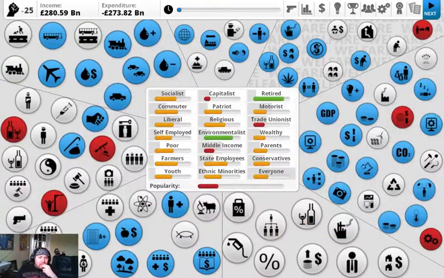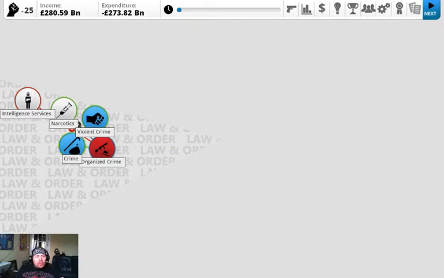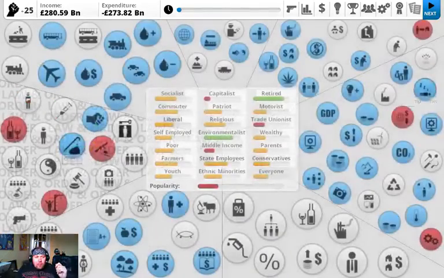What else do we have that is red? We've got organised crime. Organised crime, quite a problem, leads into crime, leads into violent crime, things leading into it, narcotics, things we can do to reduce it. Intelligence service, increase the intelligence service, decrease the organised crime.